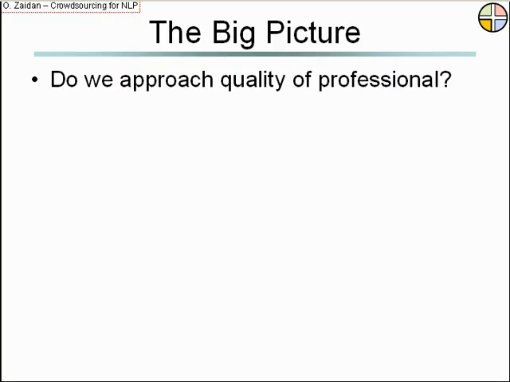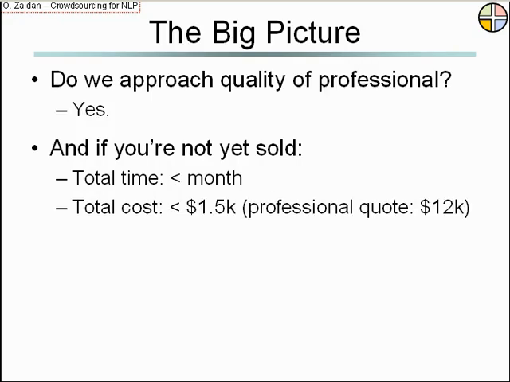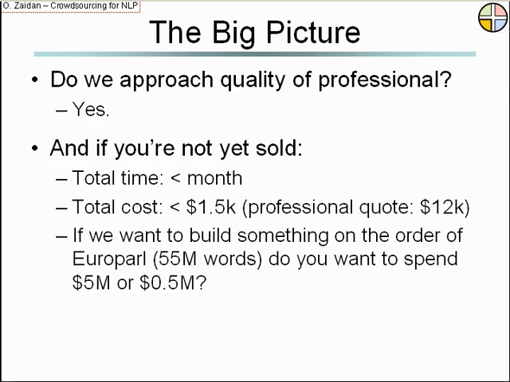So the big picture here is, do we approach quality professional translation? Yes, we do. And if you're not yet sold just based on these results, I'll tell you that the total time it took us to collect translations was less than a month. The total cost was about $1,500, and compare this to a professional quote of about $12,000. So that's an order of magnitude. And if we want to build something for Urdu that's on the order of Europarl, so tens of millions of words, we should really consider crowdsourcing because we may not want to spend $5 million. It's a really attractive option to spend an order of magnitude less.